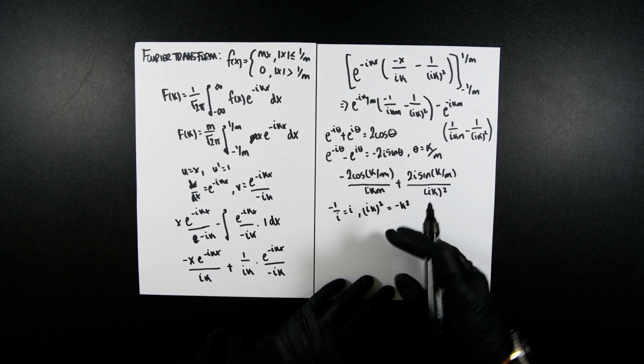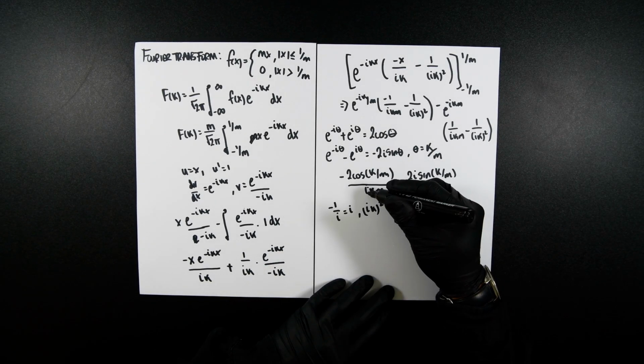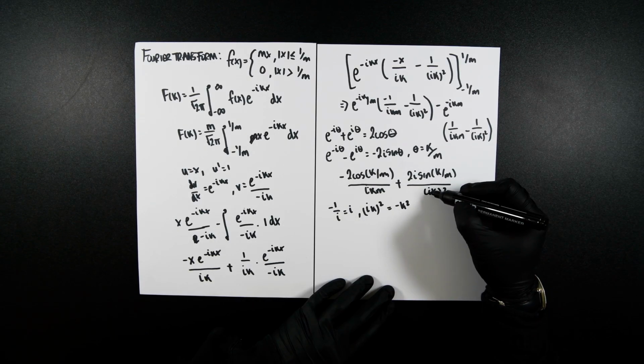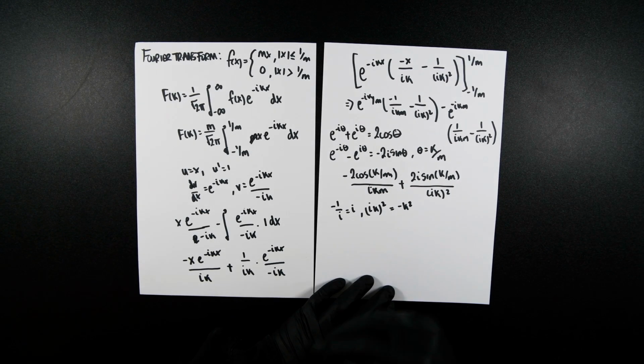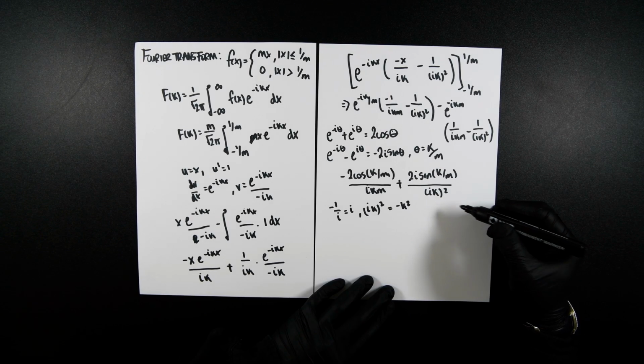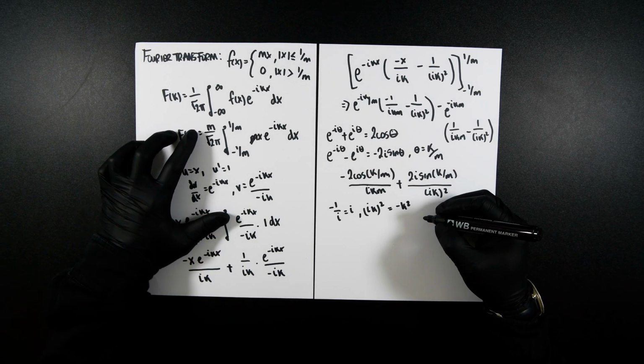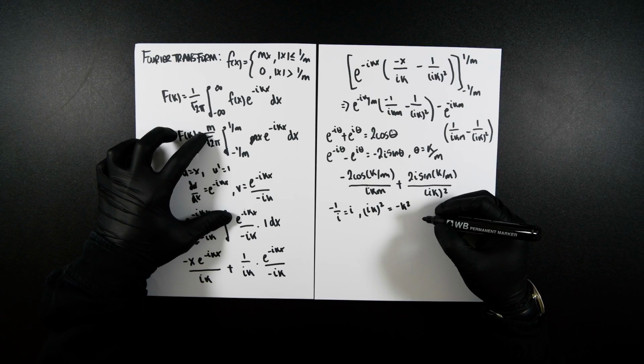So we can now start playing around with these i's. There's an i in the denominator right here. There's an i squared here. There's an i up here. We don't want any of them. We hate them. And obviously, please remember, we have this m over root 2 pi here.